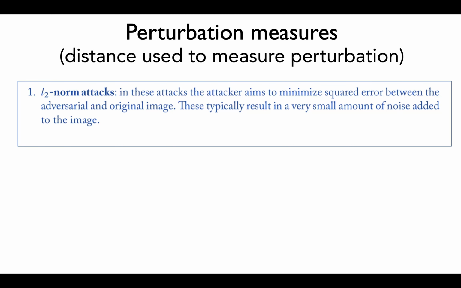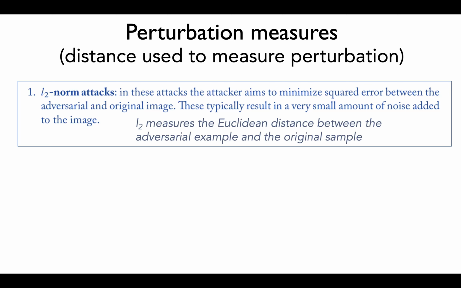In an L2 norm attack, you aim to minimize the squared error between the adversarial and original image. And these typically result in a very small amount of noise added to many different pixels. And overall, no single perturbation is high. So these are the L2 norm attacks. They measure the Euclidean distance between the adversarial example and the original sample.